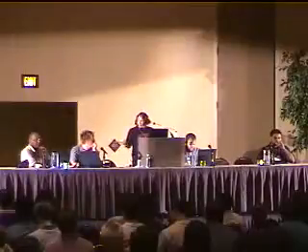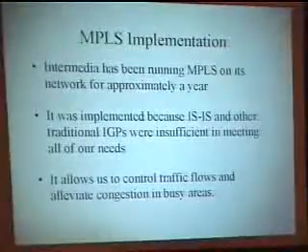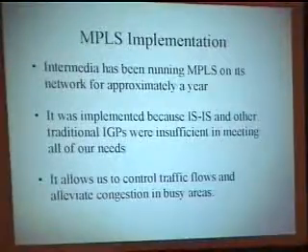Hi, I'm Brenda Friborg from Intermedia Business Internet, and I'm going to talk about our experiences using MPLS. Like Ed said, we don't use it as much as they do on a wide scale on our backbone. We use it basically as we need to make up for the lack of flexibility that the IGP doesn't provide.